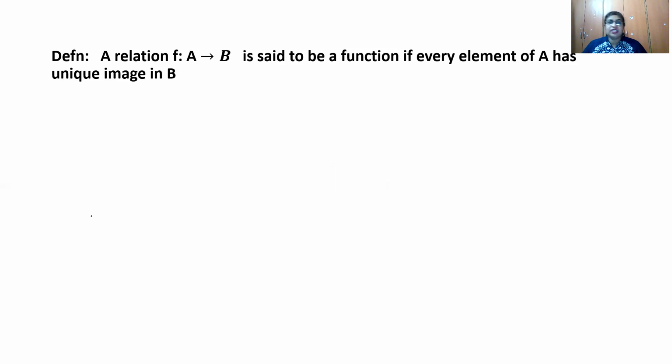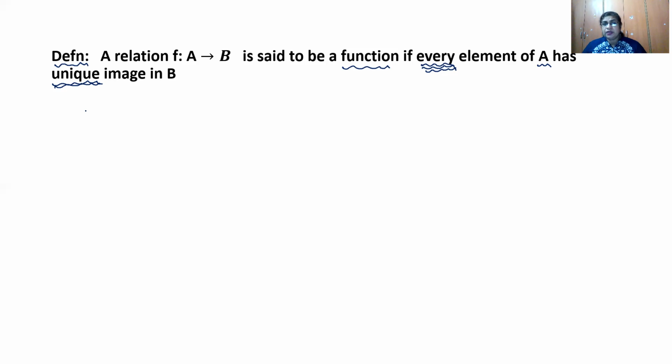So what is the definition of a function? A relation f from A to B is said to be a function. What is the condition? If every element, very important, if every element of set A has a unique, very important word, unique image in B. So who is this image? Now suppose I have two sets A and B. Let me give you one example.